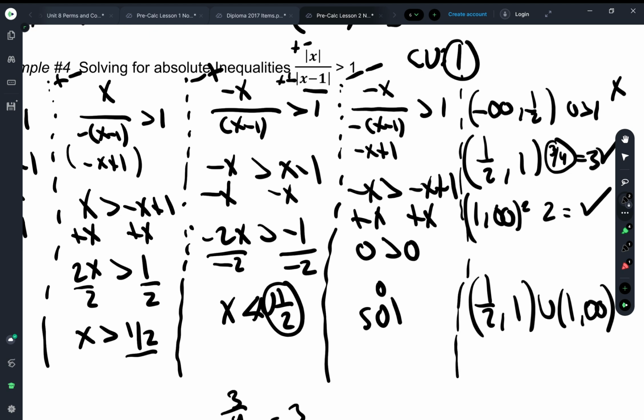Yeah, like set builder you could say x greater than or equal to 1/2 but not 1. Okay? But we'll use interval mostly. All right, good. Any other questions? All right, good.